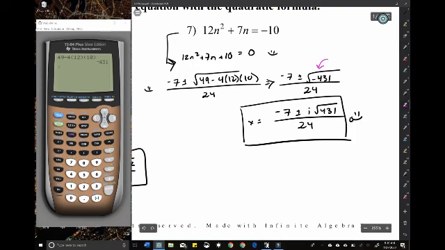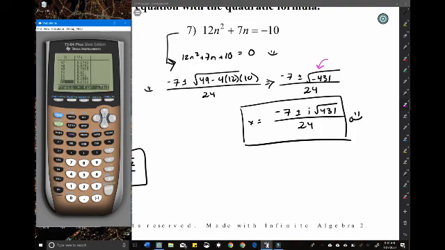Take your time, look through to see if there are any perfect squares. Did I miss one? If I did, send me a note in the comments or something like that. But I think I tried to see them all.